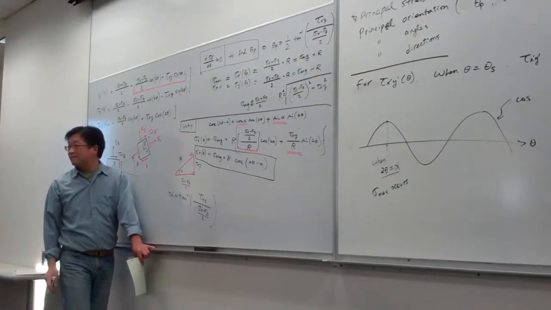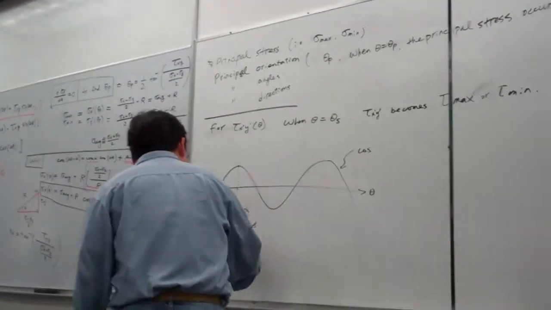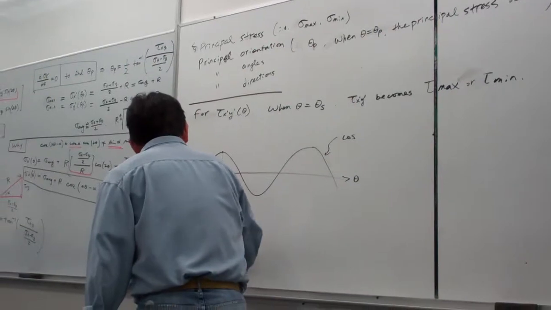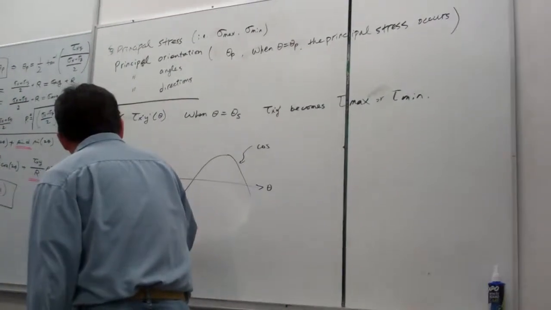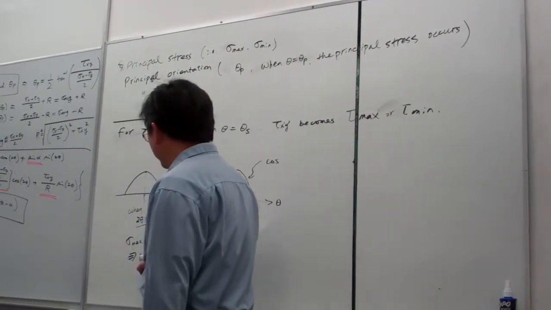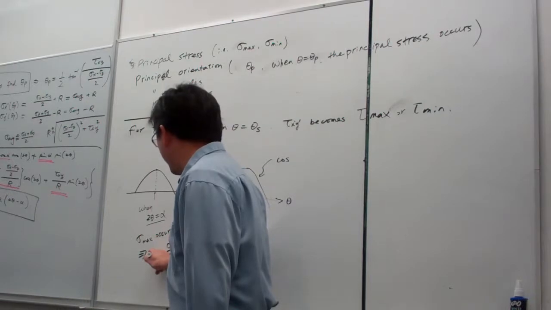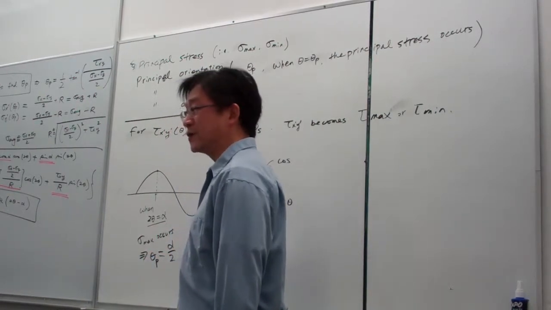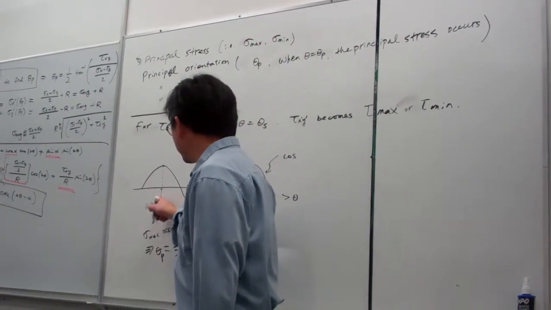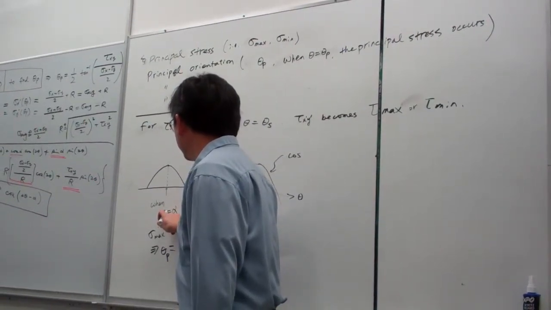Okay? Then for this case, when theta equals alpha divided by 2, the maximum occurs per our definition. When the maximum normal stress occurs, we define that as a principal direction. So this basically is when theta equals theta p. Okay?